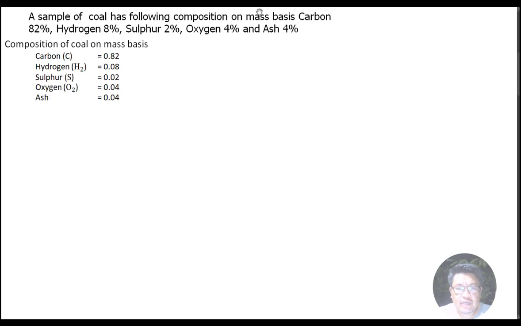Now in composition on the mass basis, in terms of percentage, for the carbon we have 0.82, hydrogen will be 0.08, sulfur will be 0.02, oxygen will be 0.04, and your ash will be 0.04.